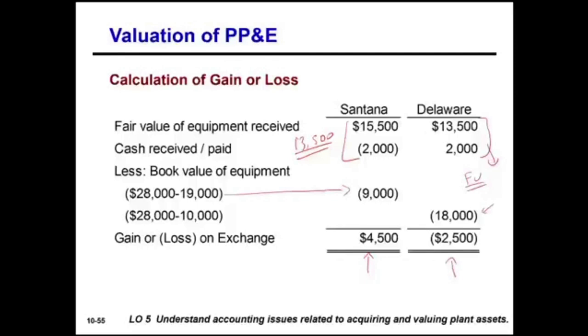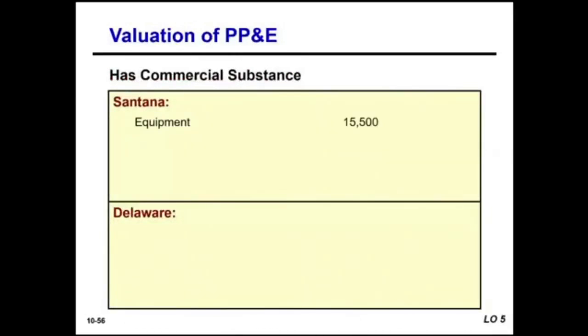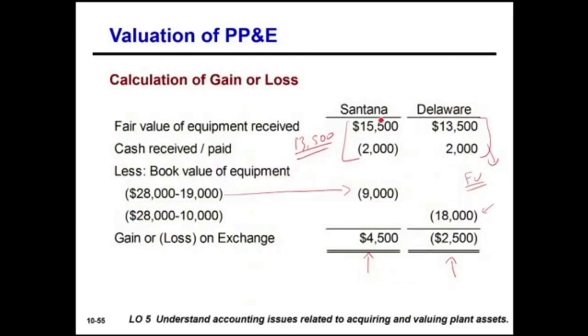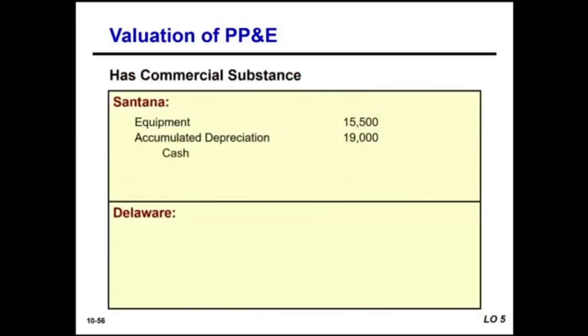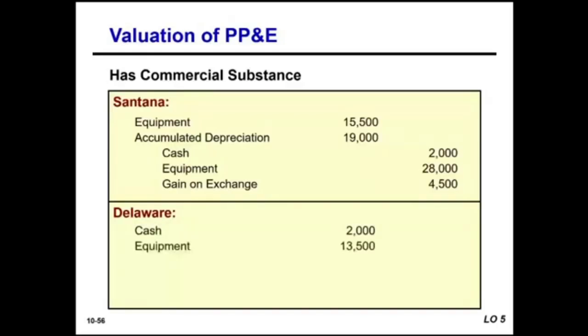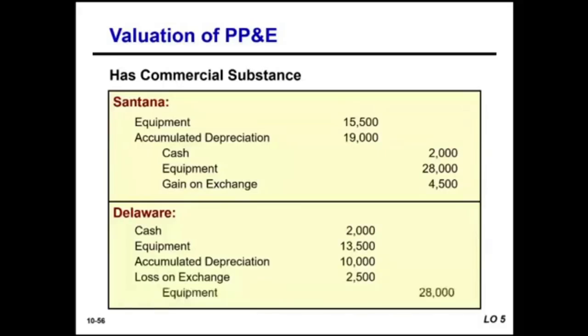So let's go ahead and record the transaction. Santa would record the equipment at 15,500, the fair value of the equipment. They remove the old equipment, they credit cash, they credit the old equipment to remove the old equipment, and they credit again for 4,500. Delaware, they received cash of 2,000. They received a new equipment for 13,500. That's the fair value of the new equipment. They debit accumulated depreciation 10,000, and they record a loss, and they credit the old equipment for 28,000.